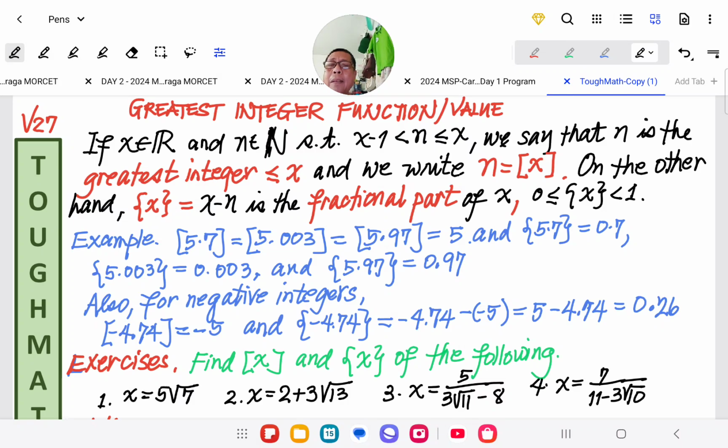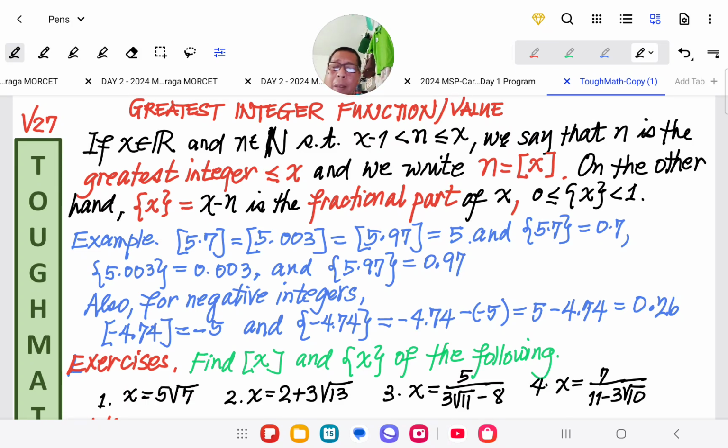On the other hand, the left brace and the x enclosed by the left brace and the right brace is equal to x minus n, which is the fractional part of x. So here, the fractional part of x is between 0 and 1. It may be 0, but it should be less than 1.